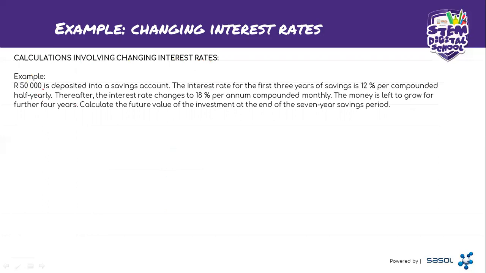It says 50,000 is deposited into a savings account. The interest rate for the first 3 years of savings is 12% per annum compounded half yearly. Thereafter, the interest rate changes to 18% per annum compounded monthly. The money is left to grow for a further 4 years. Calculate the future value of the investment at the end of the 7 years saving period.